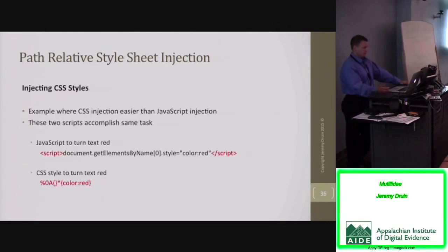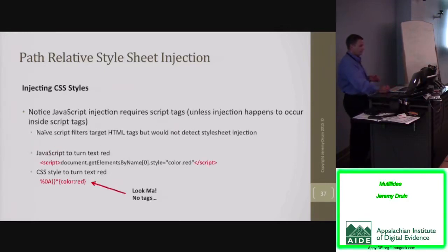So here's an example. We have a JavaScript that turns some text red, and we have the equivalent style that also turns the same text red, and these should basically operate the same way. But if you look at the style sheet, you'll see that it doesn't need those script tags in order to operate. And this is going to allow it to pass through filters and other types of naive defenses a lot easier. So it makes this style sheet injection interesting from that point of view.